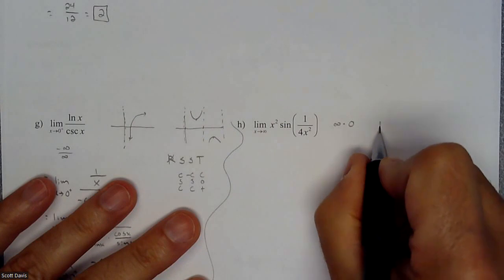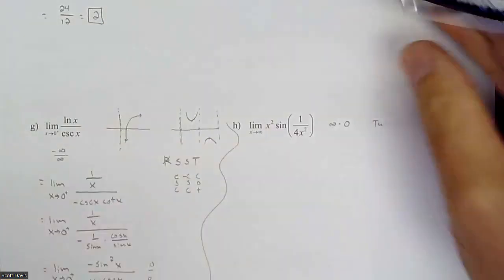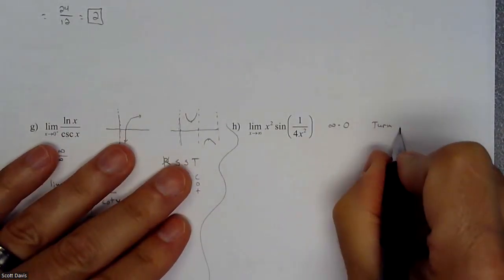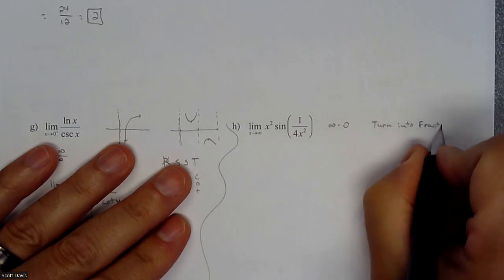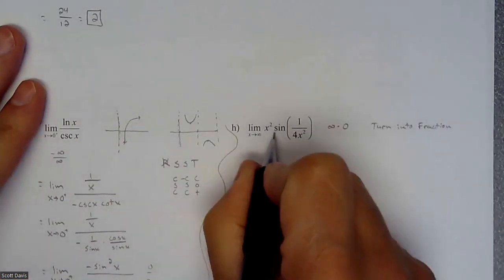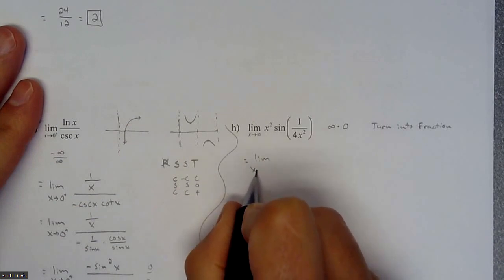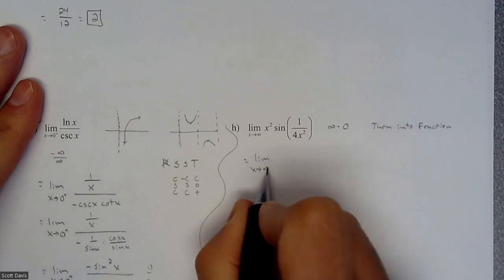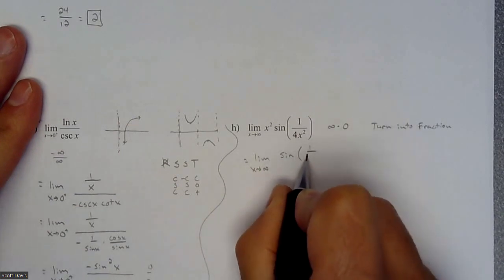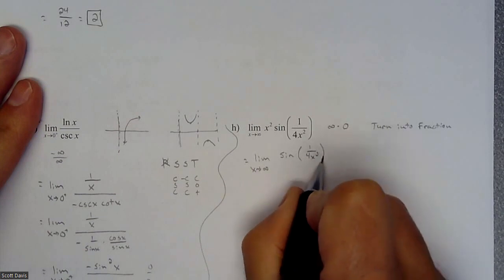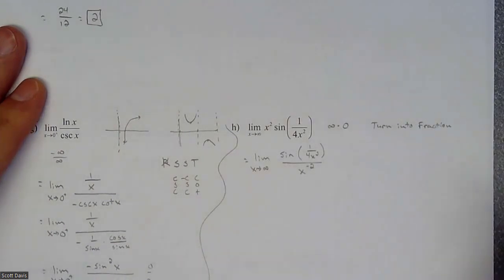So we need to turn it into a fraction. We're going to take the x squared and we're going to bring it down. So we're going to rewrite this as the limit as x approaches infinity, and we're going to leave the sine of 1 over 4x squared. And then we're going to bring this down and it turns into this.